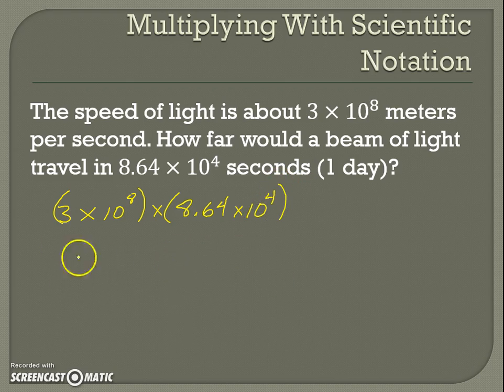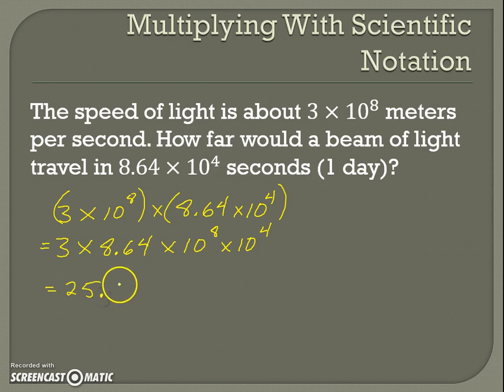Now, doing similar to what we were doing just a second ago, I'm going to rearrange these so that I have 3 times 8.64. And then I'm going to write my powers of 10 next to each other because they have the same base. Now what I do from this point forward is I'm going to multiply these two, and then I'm going to multiply these two. So first I have 3 times 8.64, which equals 25.92, times 10 to the, I have the 8 plus the 4, is 10 to the 12th.